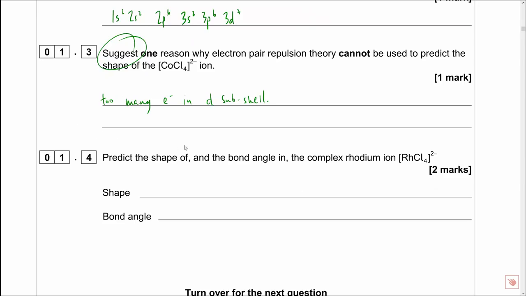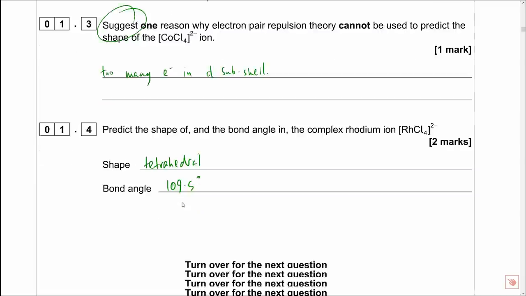1.4, predict the shape of and the bond angle in the complex rhodium ion, RhCl4 2-. Well, straight away, really easy. Standard, the fact that we've got the 4 chlorines bonded, their shape, tetrahedral, and bond angle, no different to anything else. What's quite nice here is this is almost like a year 2 twist, and it's the end of the question, so we'd expect that on the year 1 stuff, but it's exactly the same. 109.5, tetrahedral shape, no problem.